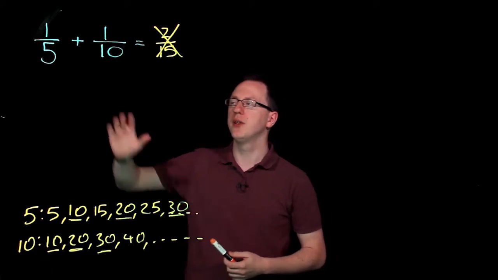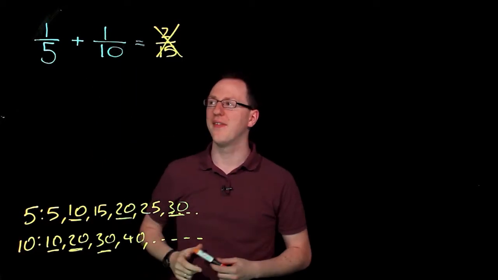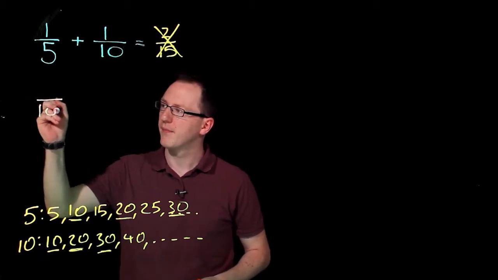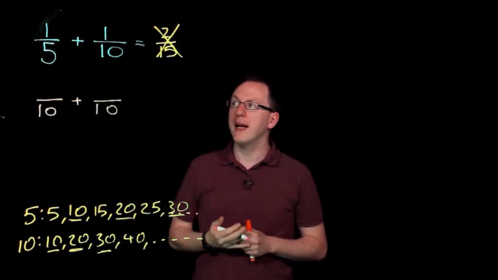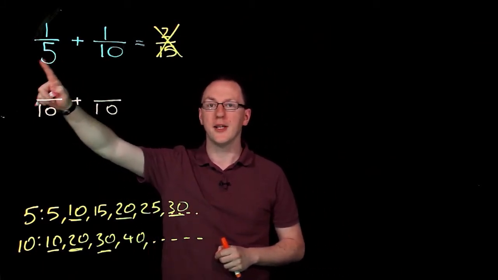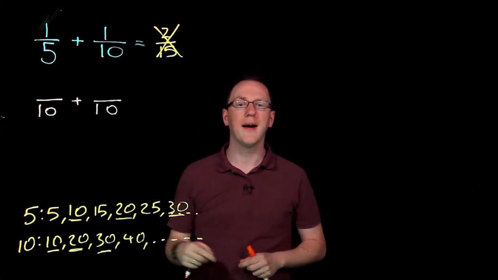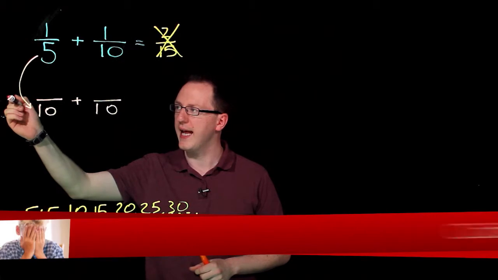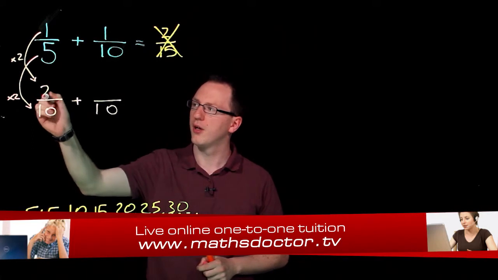And I want to change a fifth into tenths and leave a tenth as a tenth and add them to see what happens. So 1/5 into tenths and a tenth into tenths. Now if I want to make equivalent fractions, I want to know what I times the denominator by to get the new denominator. So 5 times 2 makes 10. And I want to carry out the same operation on the numerator. So I've times 5 by 2 to get 10. So I'm going to times 1 by 2 to get 2.